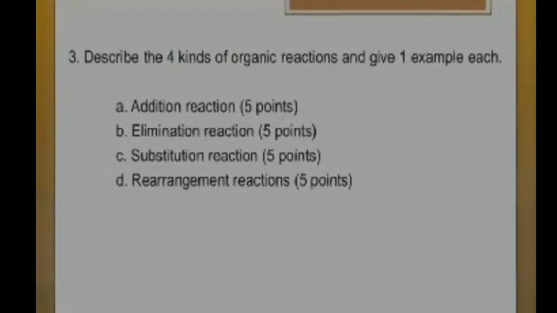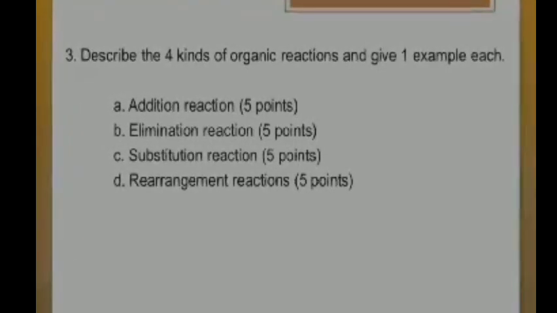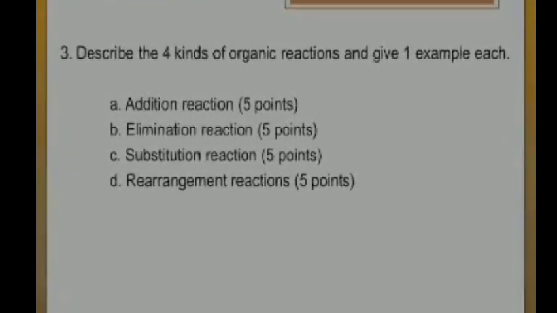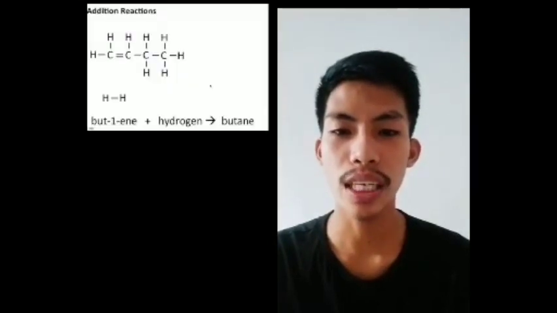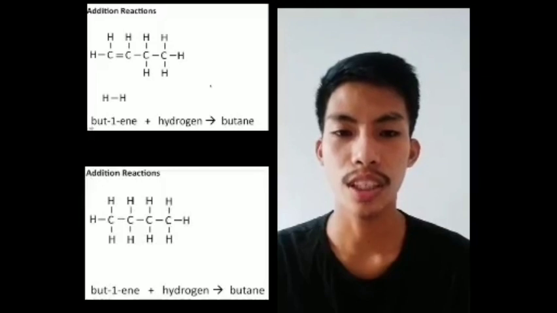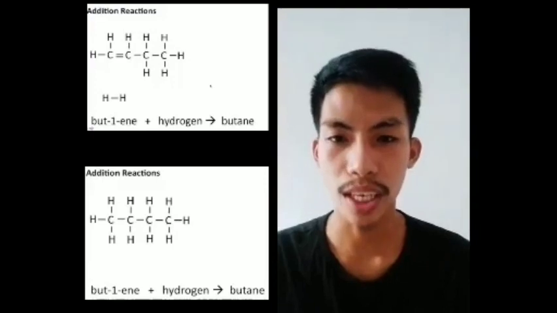The instruction is, describe the 4 kinds of organic reactions and give 1 example each. The 4 organic reactions are: letter A, addition reaction. It is a reaction in which 2 or more molecules combine to generate a bigger molecule. Example is but-1-ene plus 2 hydrogen. The result is the alkene becomes an alkane after adding the hydrogen. So the name of the new product molecule is butane.